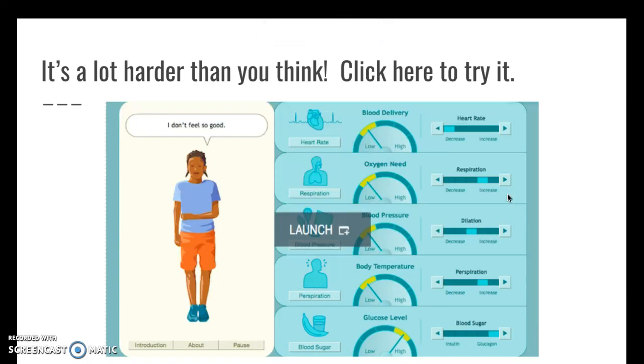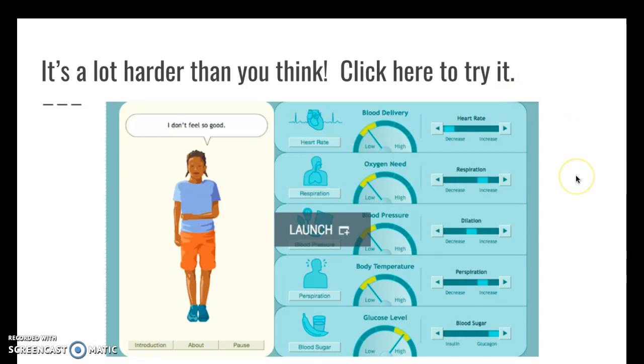So, we last left off talking about homeostasis, and we did this interactive simulation where you got to play the part of a hypothalamus. And some of you realized it's not that easy. And unfortunately for this poor child, some of you did not save her, and you have to live with that on your conscience for the rest of your life.